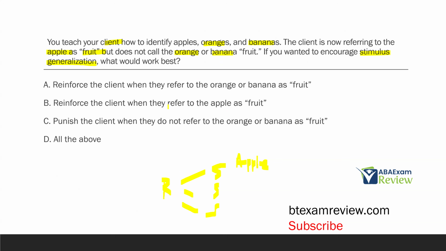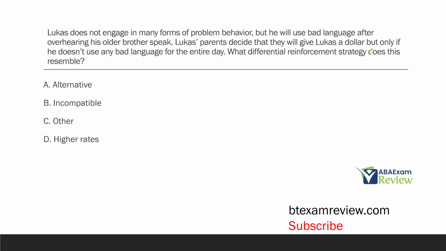If we want to increase a behavior, if we want to teach a behavior, if we want to encourage a behavior, should we use punishment? No. Punishment is not going to help us teach a behavior because punishment only decreases behavior. So if we're trying to encourage something, if we want something to happen more, we shouldn't punish it because punishment will only decrease. We want to use reinforcement. In this case, we want to encourage stimulus generalization. We want the client to start calling orange and banana fruit. What should we do? We should reinforce the client when they refer to the orange or banana as fruit.